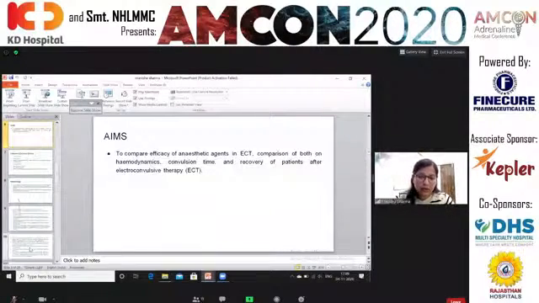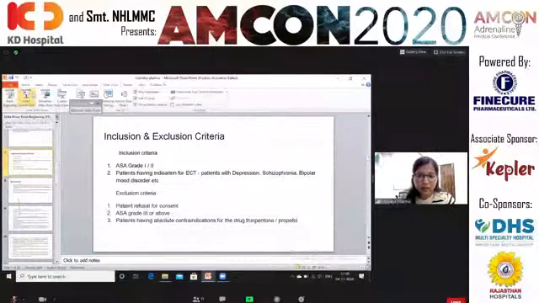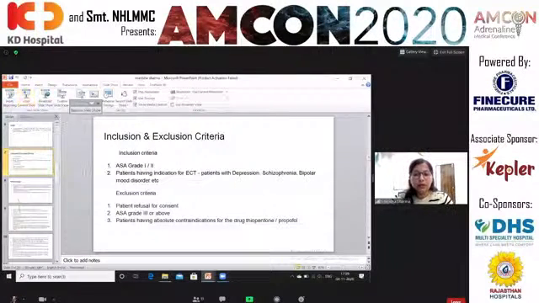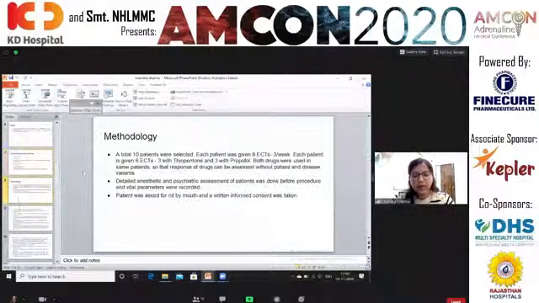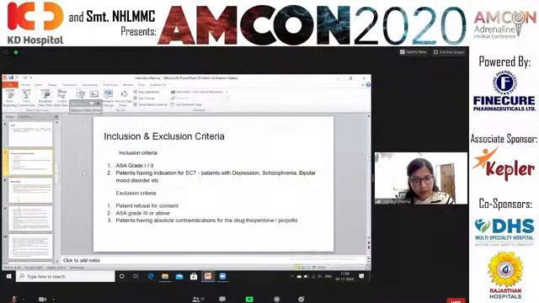The inclusion criteria: we included all the patients of ASA grade 1 and 2, and also patients having an indication for ECT, that is patients with depression, schizophrenia, bipolar mood disorder, etc. Exclusion criteria would be patient refusal for consent, ASA grade 3 or above, and patients having absolute contraindications for the drugs in my study, that is thiopentone or propofol.